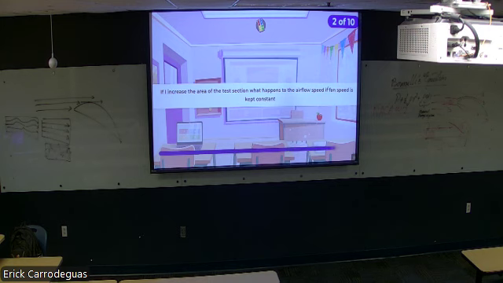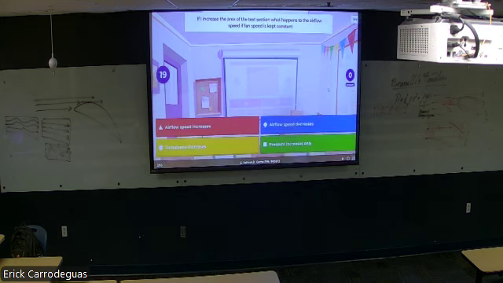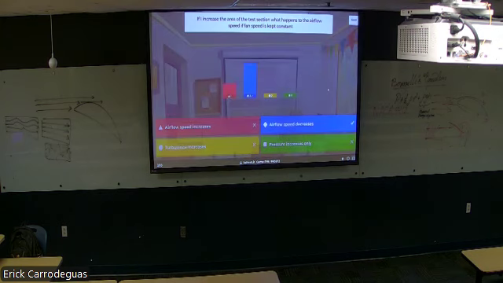Remember, the test section is a smaller part of the wind tunnel. It's after the contraction. For this example, think of a hose. When you press down on a hose, the flow goes faster. It's like the cross section of the wind flowing.